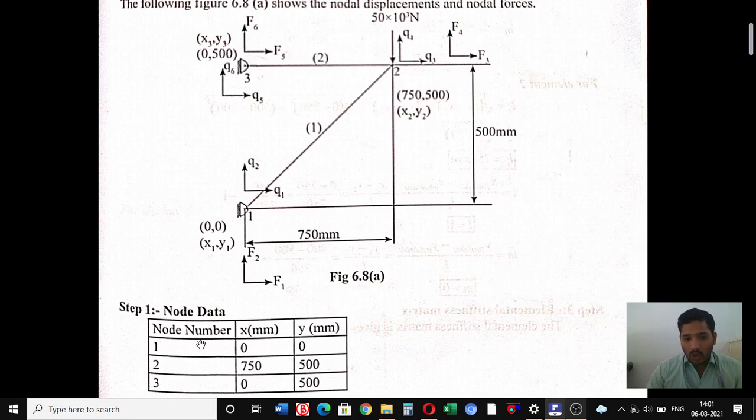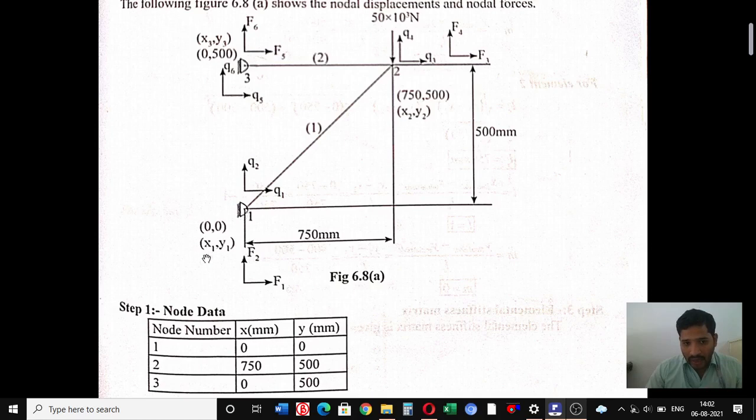First write down the node number. In total, how many nodes do we have? 3. First node, second node, third node. Clear? Come to here: the x distance and the y distance we measure in mm. Clear? Then come to node 1.